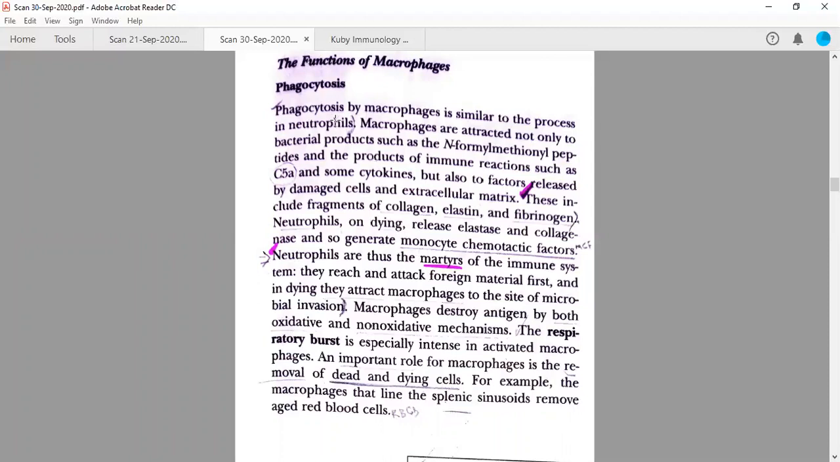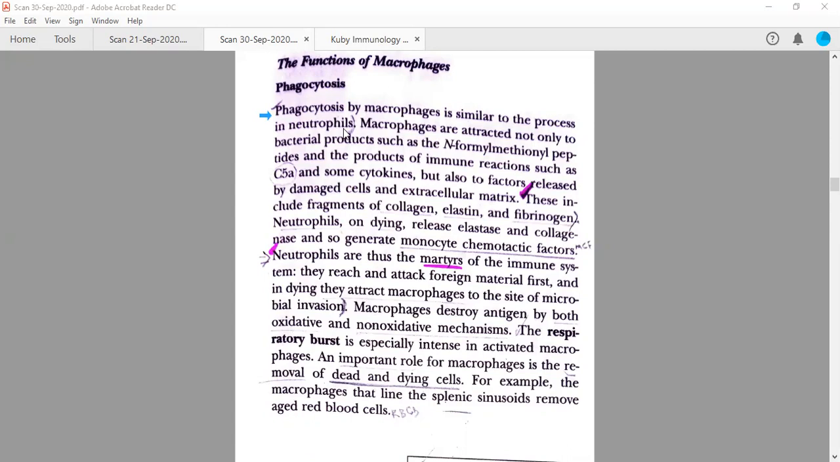So phagocytosis by macrophages is similar to the process which actually takes place in the neutrophils. All right. So this is quite understandable, that phagocytosis is the common process. Neutrophils can also do this. Macrophages can also perform this. But the difference is neutrophils are small in size and they generally do not activate an immune response.